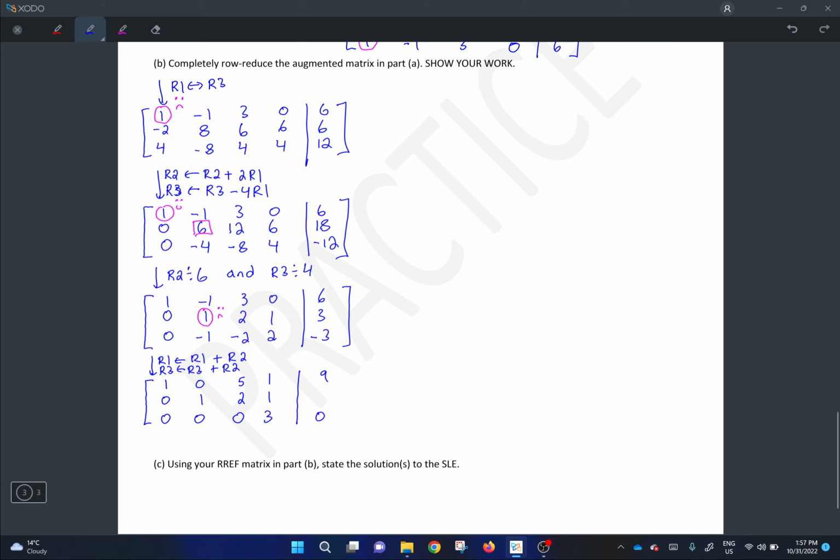Oh, and I forgot to change the right-hand side there. So I add those. Oh, the middle line didn't change, sorry. Okay. All right, so that's where we are now. It's almost done. We have 2 happy leading 1s. Happy, happy, and this over here needs to be a leading 1.